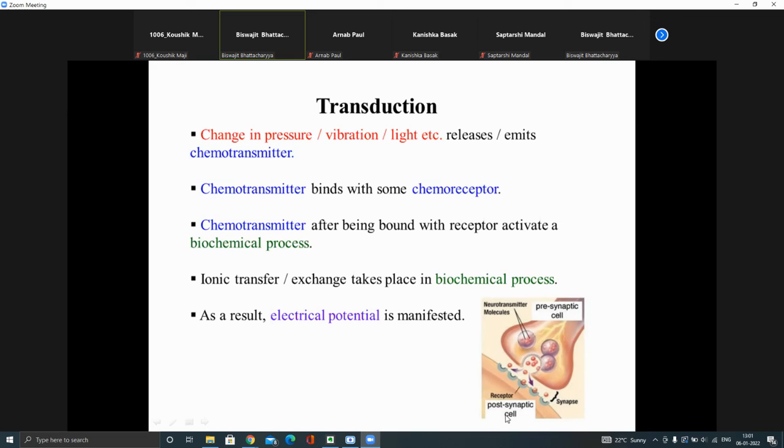As ions are moving, there will be a change in charge distribution surrounding the cell membrane, and due to the different charge distribution, some voltage will be manifested. So finally, as a result of some stimulus, some electrical potential will be manifested. This is called transduction. So as a response to the presence of some stimulus, some voltage will be generated, and that process of generation of electrical voltage is called transduction.